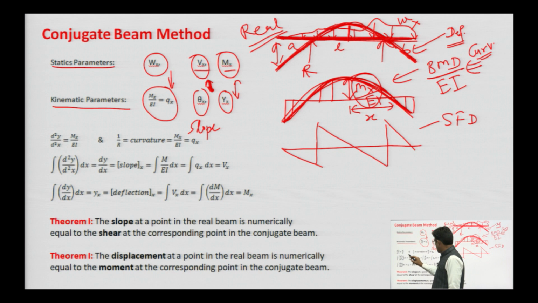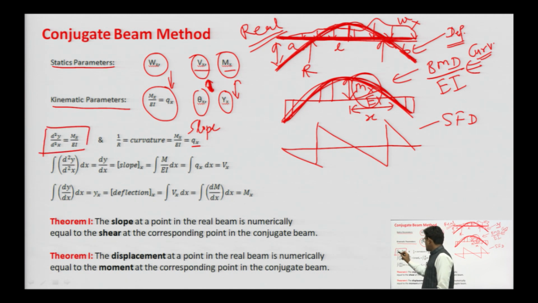Let us see how shear force and slope are conjugate with each other. We know that curvature is 1 by r and it is Mx by EI, it is qx, and d2y by dx2 is equal to Mx by EI. We know this very well.